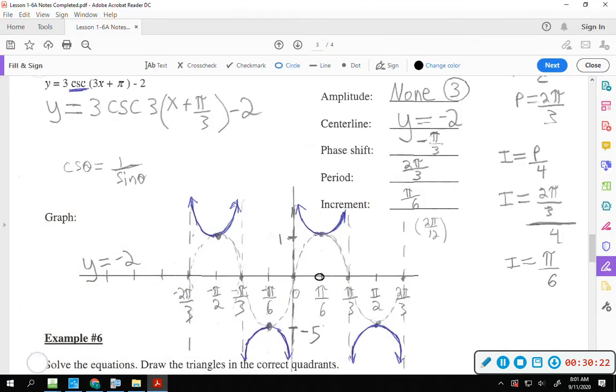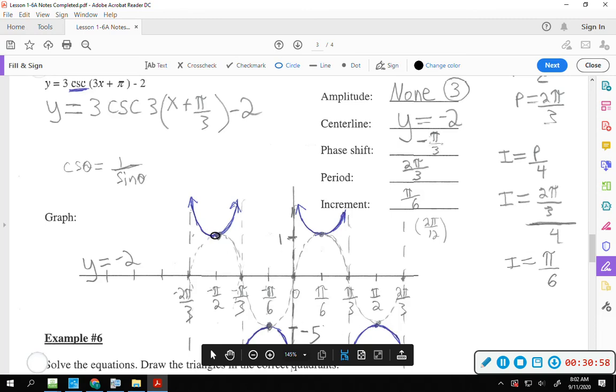Okay? I'm adding pi over 6. So negative 2 pi over 6 plus pi over 6 is negative pi over 6. Negative pi over 6 plus pi over 6 is 0. 0 plus pi over 6 is pi over 6. Pi over 6 plus pi over 6 is 2 pi over 6, which reduces to be pi over 3. You must reduce. Watch this one. 2 pi over 6 plus pi over 6 is 3 pi over 6, or pi over 2. 3 pi over 6 plus pi over 6 is 4 pi over 6, which reduces to be 2 pi over 3.